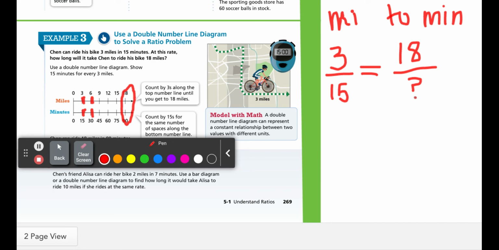Really, writing a ratio as a fraction, right now we're finding an equivalent fraction. 3 times what is 18? 3 times 6 is 18. Whatever you do to the bottom, you have to do to the top. 15 times 6 would be 90. So that is why the double number line diagram works out.